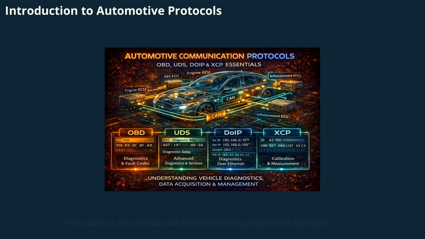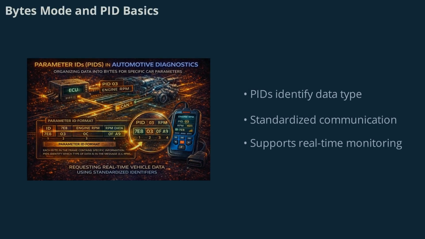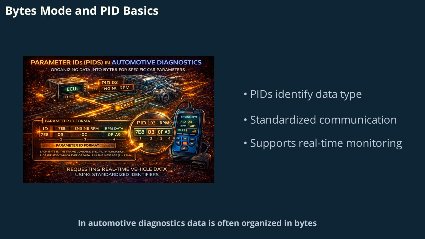Let's start by looking at the basics of how data is structured and transmitted in automotive systems, setting the stage for a detailed journey through each protocol. Automotive diagnostics data is often organized in bytes, with each byte or group of bytes representing specific information. One key concept is the parameter ID, or PID. PIDs are used to identify the type of data contained in a message, such as engine RPM or mass airflow sensor readings. By referencing a PID, diagnostic tools can request and interpret real-time data from a vehicle's ECU.